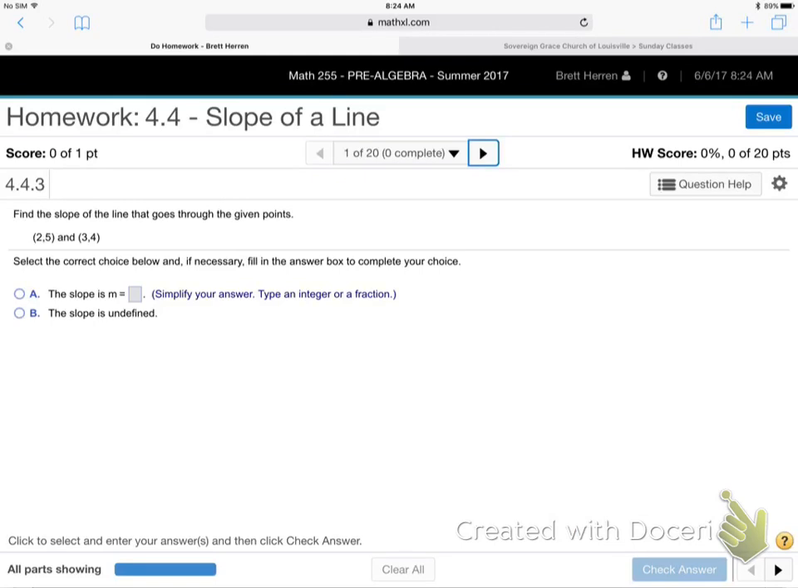Let me give you the actual way we crank it out. So slope, steepness, is rise over run. It's how much something rises divided by how much it goes sideways. The vertical over the horizontal. That's steepness.